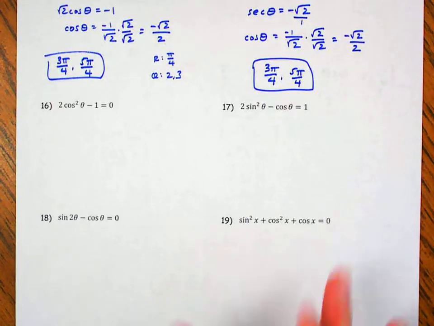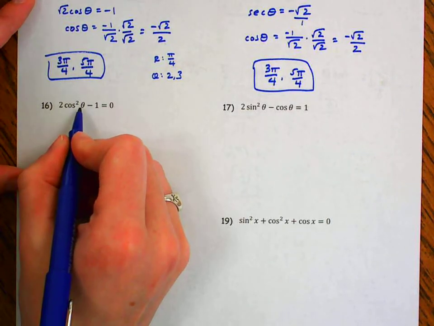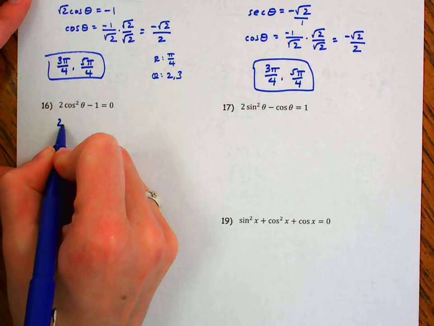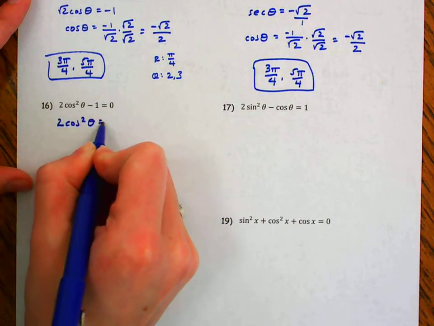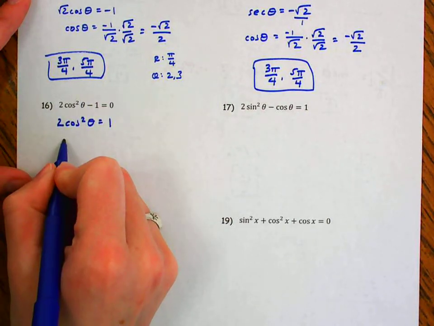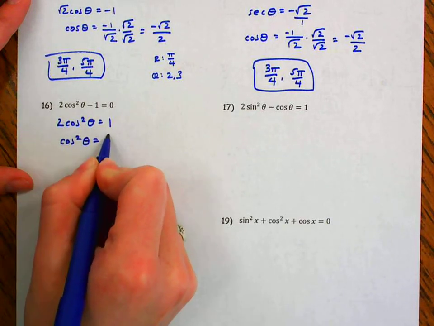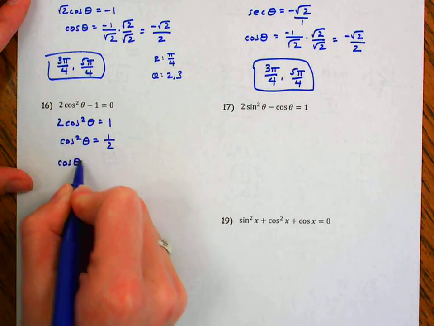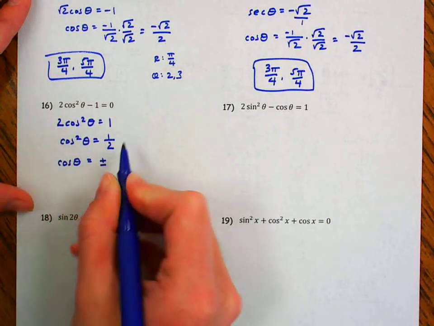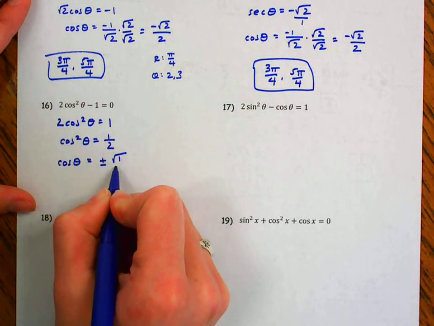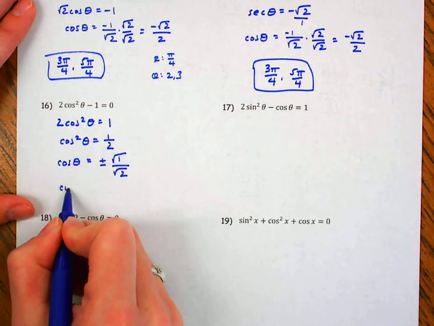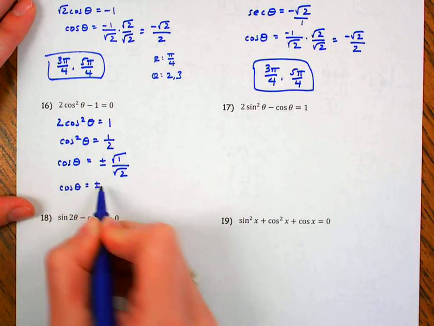Okay, number 16. Things are finally getting a little bit more exciting. Oh, this is funny. Okay, I'm going to get the 1 on the other side. I am going to divide by 2. And the last thing I'm going to do is take the square root. Now remember, when I take the square root, I'm going to get a plus or minus square root of 1 over square root of 2. So really what I have is cosine of theta equals plus or minus.